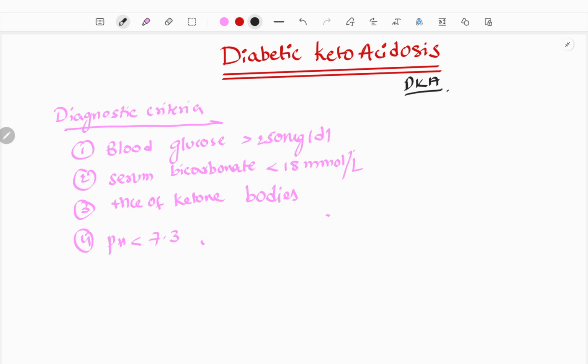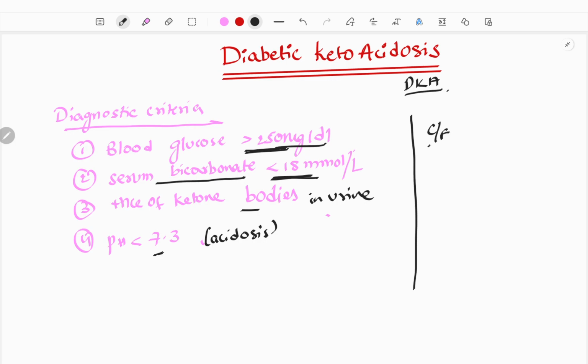They are: first one, blood glucose must be more than 250 mg per deciliter. Second one, serum bicarbonate must be less than 18 millimole per liter. And there should be a presence of ketone bodies in urine, and pH must be less than 7.3, that is acidosis. And what are the clinical features the patient presents with?